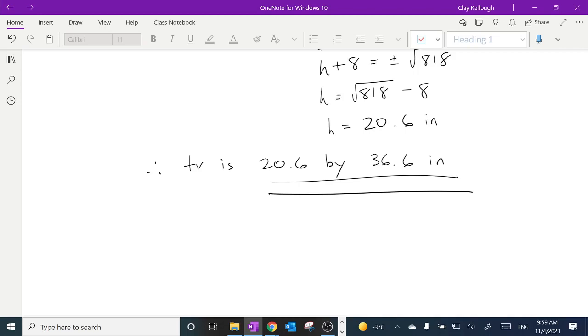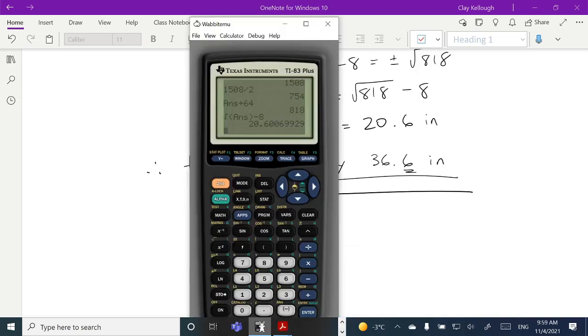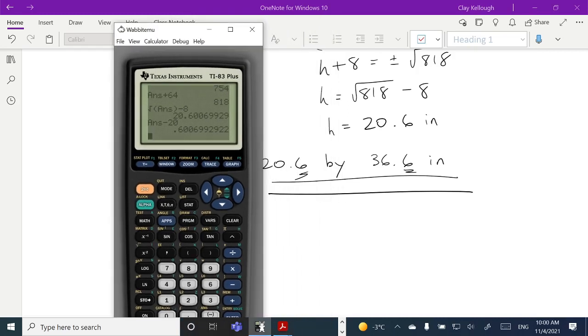Okay? Any questions about that one? By the way, in the real world, we would never say 0.6 of an inch. You know how we would deal with that? Let me show you. We would take our calculator, and we would minus the 20. So we have that decimal of an inch. And then we'd say to ourselves, that's a half an inch plus a little more. So rounded to the nearest half inch, you could say that that is 36 and a half or 20 and a half inches.